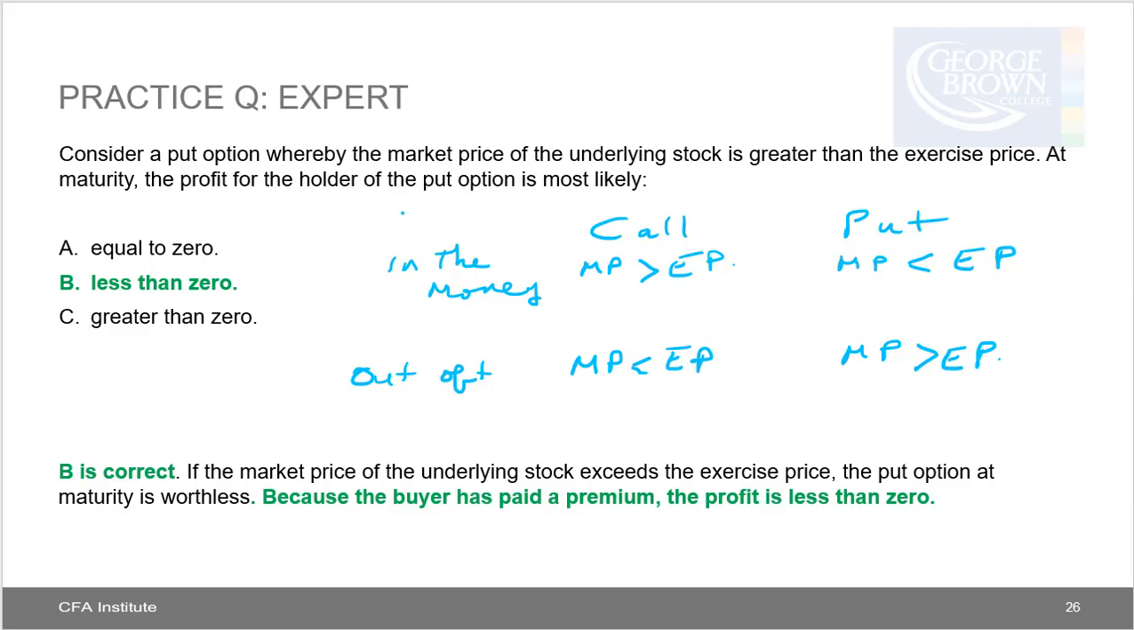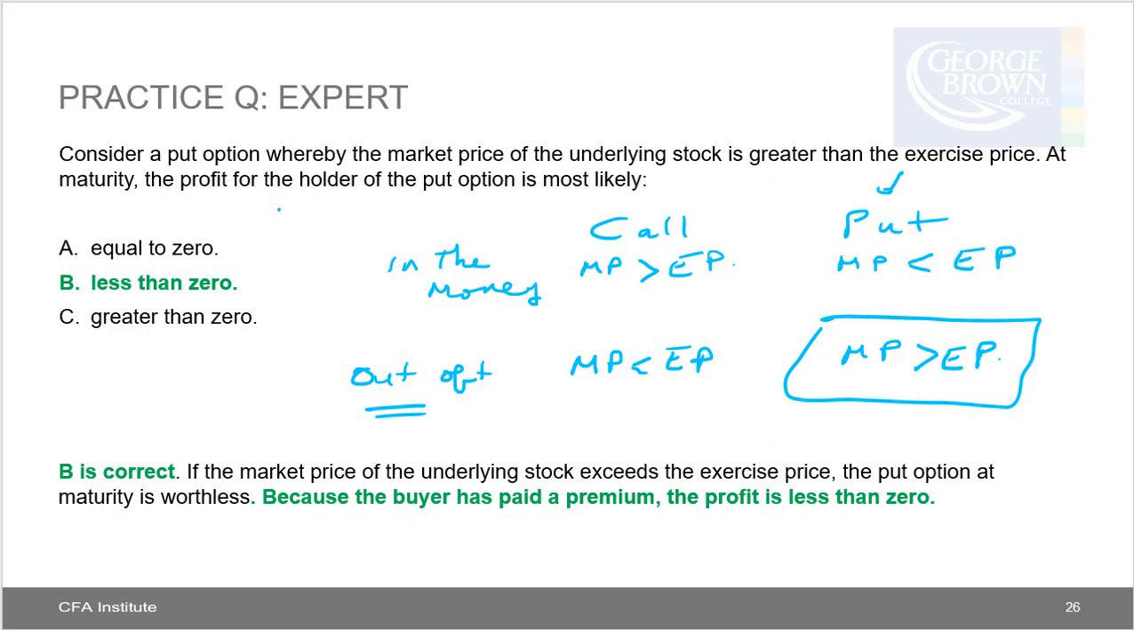I'm going to go back and read the question more carefully and then try to line up the solution. It says here we're dealing with a put option, so we're dealing with this column, and it says the market price of the underlying stock is greater than the exercise price. So I'm focusing here, and I know that it's out of the money. When I buy an option and it's out of the money, I don't have any profit, and I'm just going to let it expire.